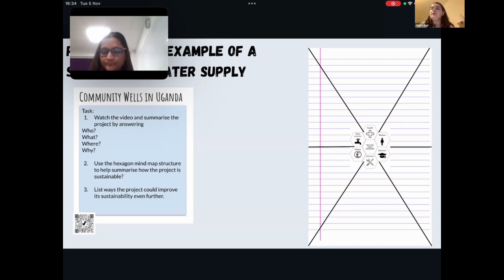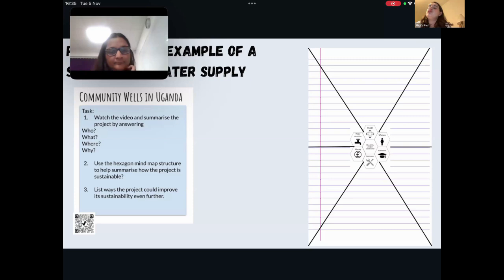So this is the activity that we work around with this case study. We watch a little video summary, which I have QR coded there, so you can watch it in your own time. We do a little 4W summary: who, what, where, and why. Then we use what I call a honeycomb or hexagon note structure in their notebook, and they set it out just like this. What I really want them to learn about is more than just a sustainable water supply. There's more than just the benefits of clean water here. It's just one sixth of the whole project.